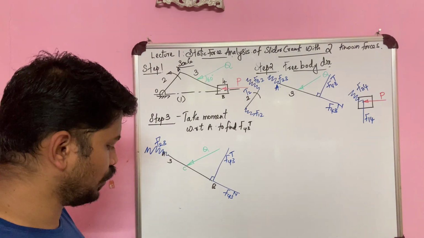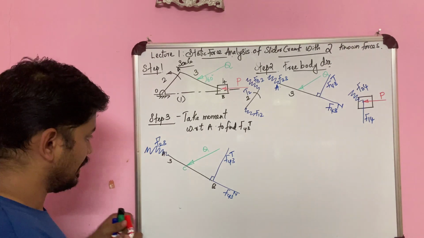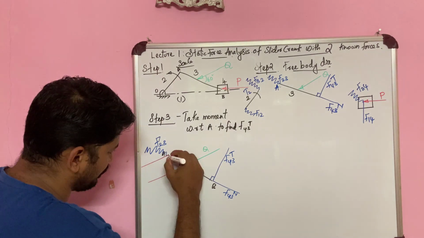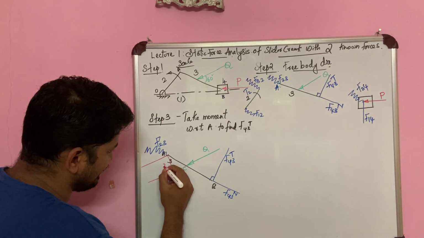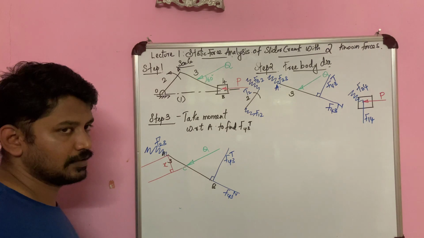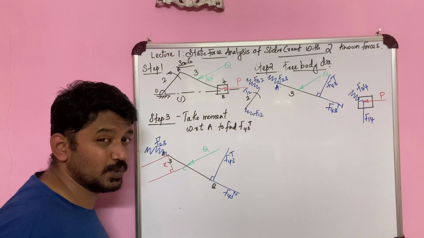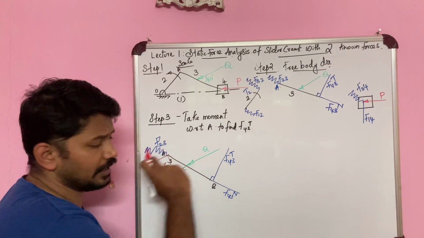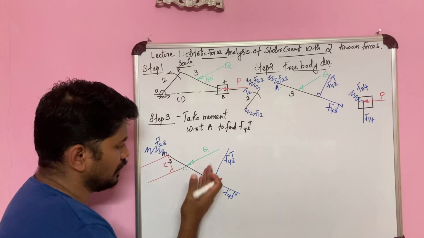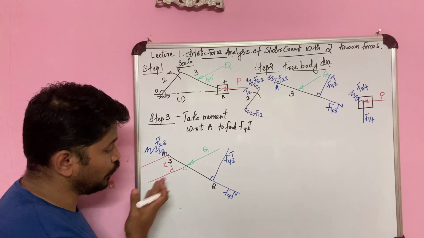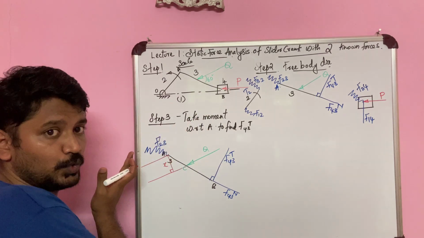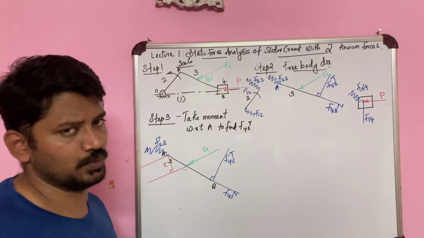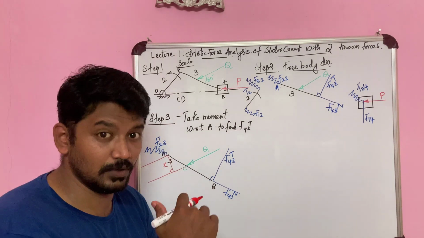Now this Q is acting at a perpendicular distance of, let us say, X from the point A. Now how do we get this distance X? I just draw a line parallel to Q through A, and measure the perpendicular distance between the two. That's it. Right, now some students go wrong over here.